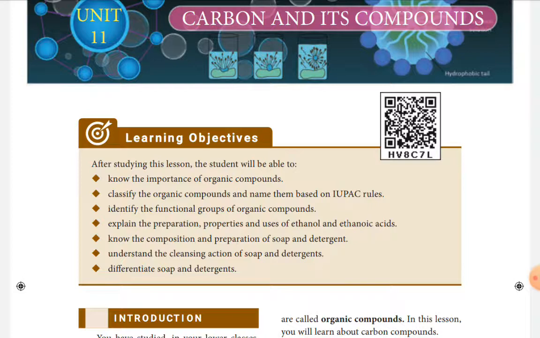Antoine Lavoisier named carbon. In 1772, the French scientist Antoine Lavoisier discovered carbon. The proportion of carbon in nature is very small, very minute: in the earth's crust 0.032 percent, and in the atmosphere 0.3 percent in the form of carbon dioxide.